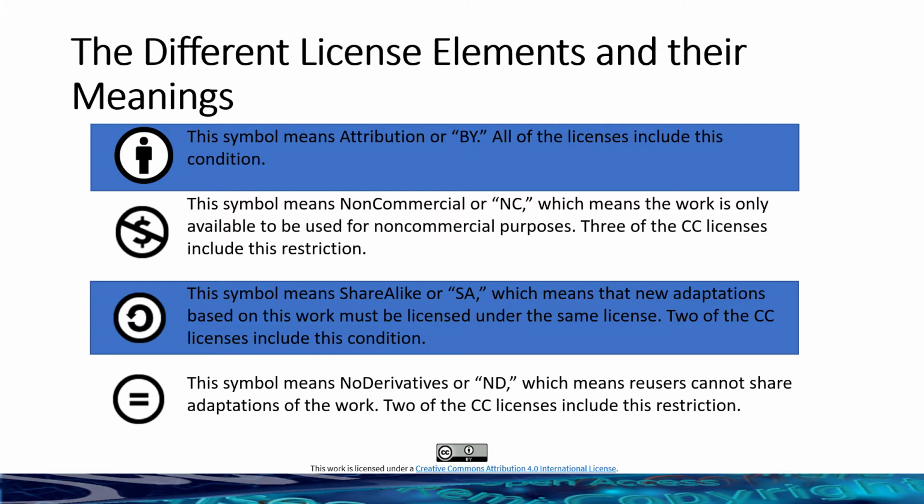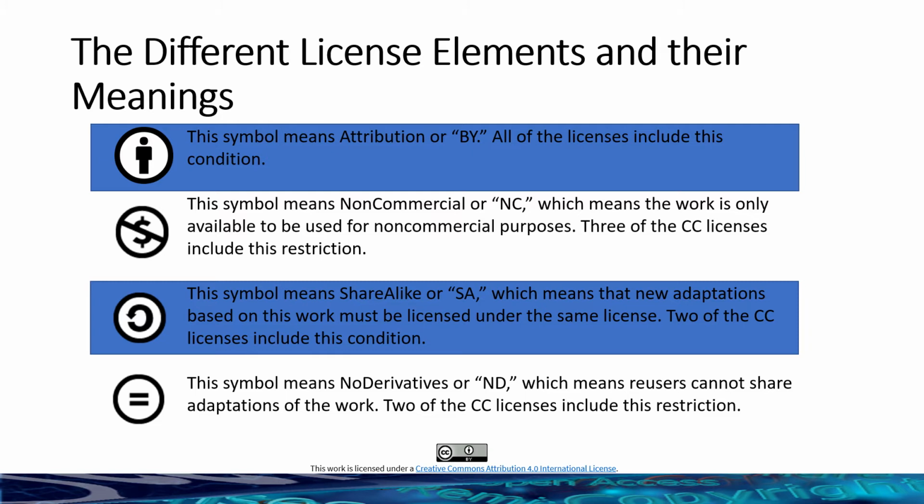The next one, we see the rewind symbol. This symbol means share alike, or as you will see, SA, which means the new adaptation based on this work must be licensed under the same license. 2 of the CC licenses include this condition.